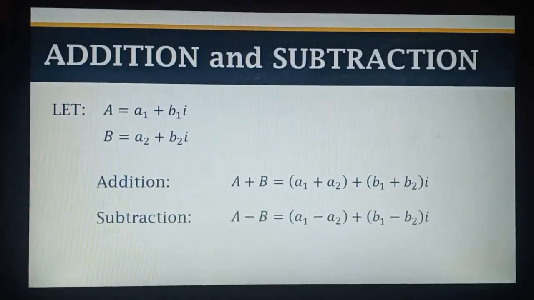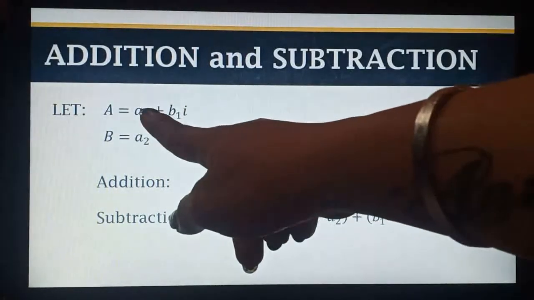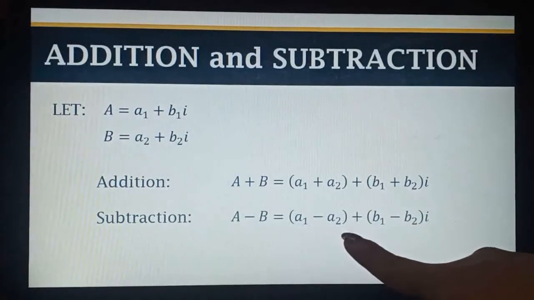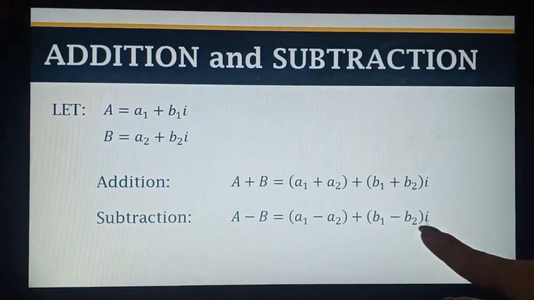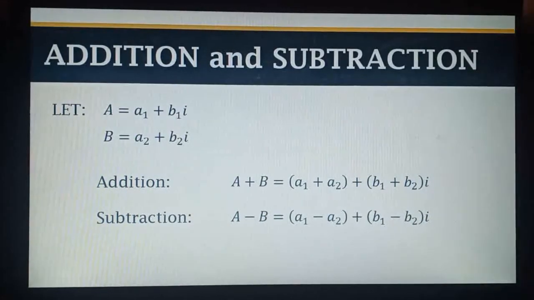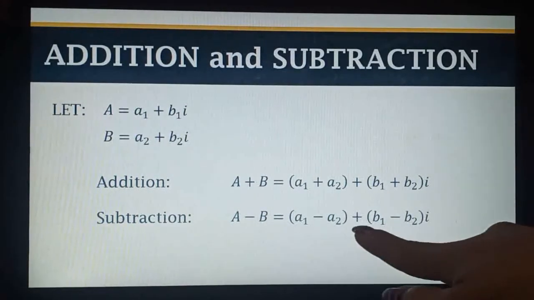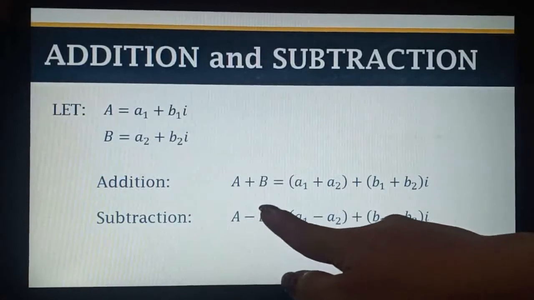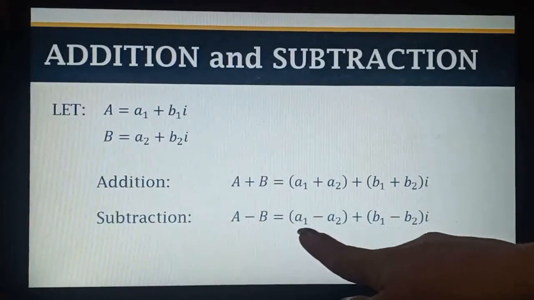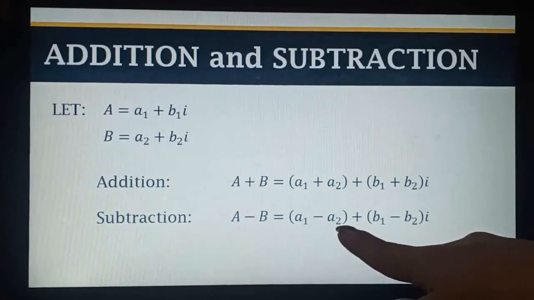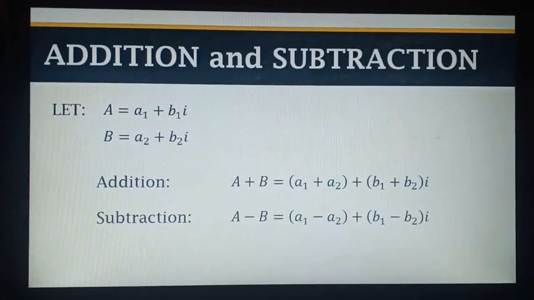Then for the subtraction, the treatment is the same: real part to real part, then imaginary part to imaginary part. So you will have A1 minus A2 plus B1 minus B2, and that is your imaginary part. So why is it written with a plus? Of course, you have to evaluate first the A minus B. So this is A minus B of the real part and this is A minus B of the imaginary part.